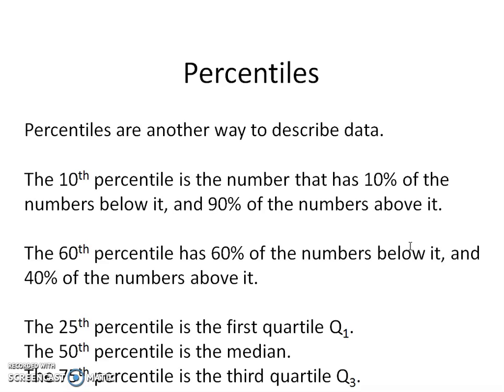Percentiles. Now this is a more generalization of that. So now I've got a number that has a certain percent below it and a certain percent above it. For instance, the 10th percentile is the number that has 10% of the numbers below it and 90% of the numbers above it. The 60th percentile has 60% of the numbers below it and 40% of the numbers above it. So in this case, well, we've talked about quartiles. The first quartile is the 25th percentile. The median is the 50th percentile because 50% of the numbers are below it. And then the third quartile, well, that has 3/4 of the numbers below it, so that's the 75th percentile.